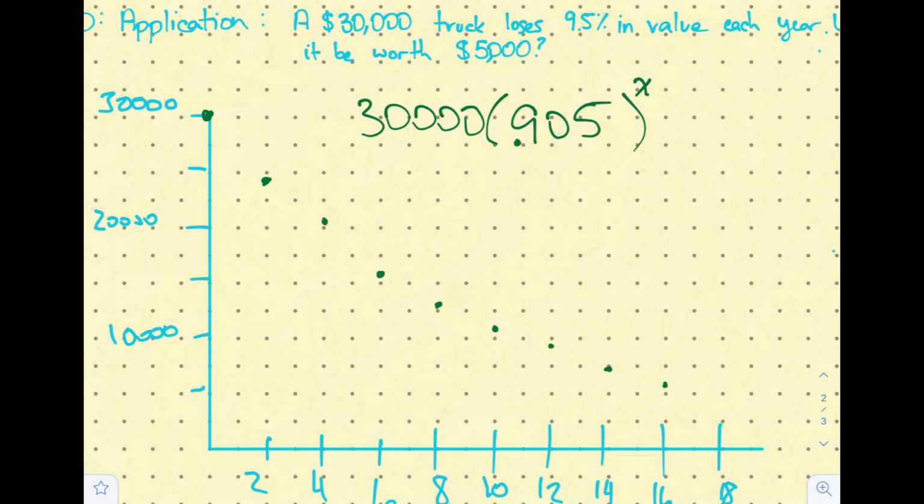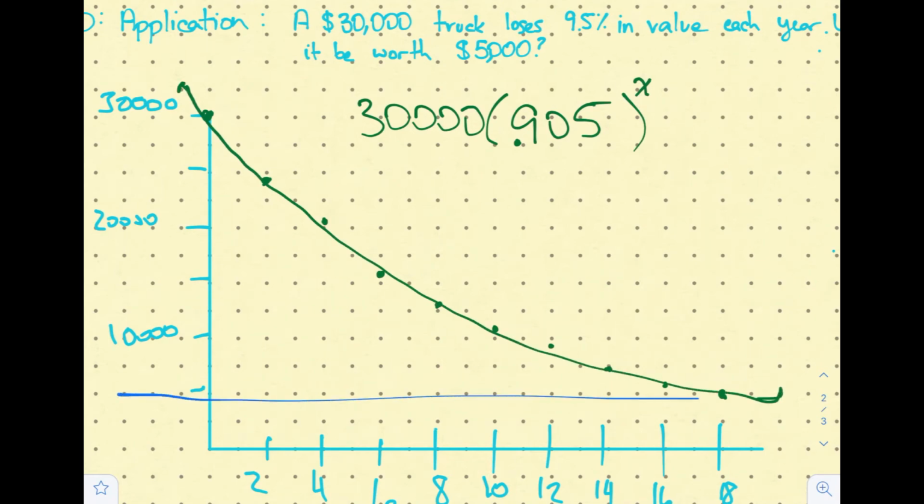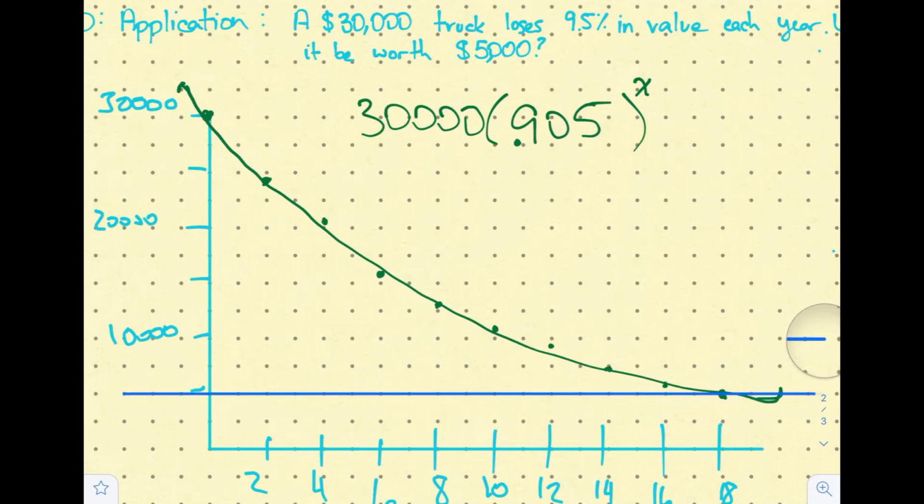So we can solve this equation. We could solve this equation graphically by graphing our exponential function and then also graphing the line y equals 5,000. And finding where those 2 points intersect, which is right around 18 years.